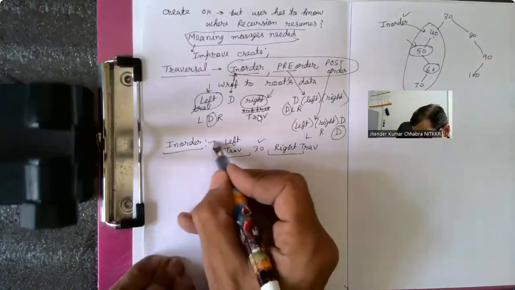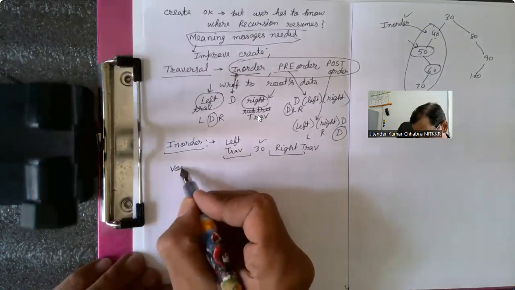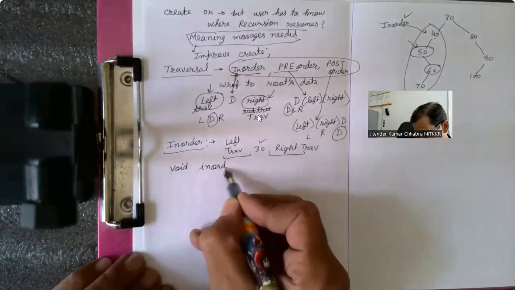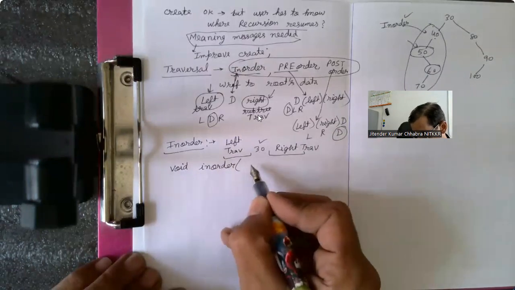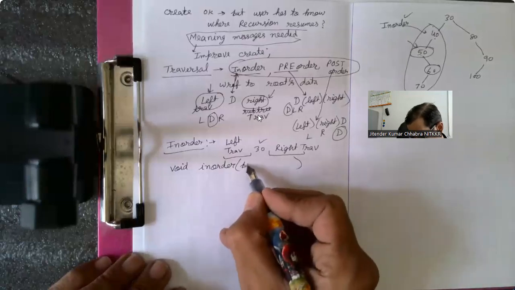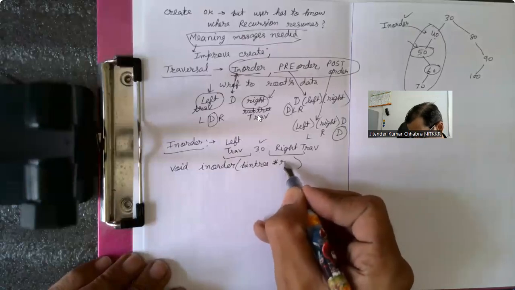Now, what will be the output we will understand, but before that let's have the implementation. Implementation will be very simple. It's a recursive implementation. Void inorder. Definitely I need some parameter now, for example, binary tree star or node star root to be passed.